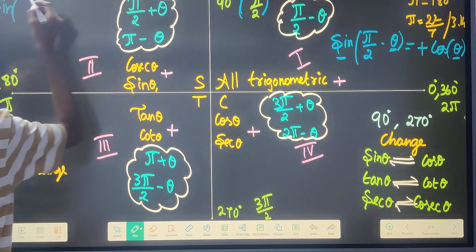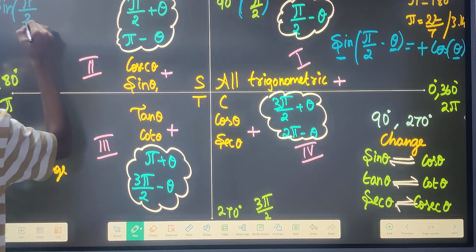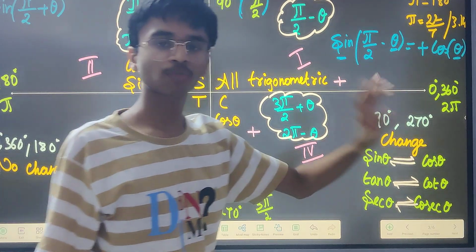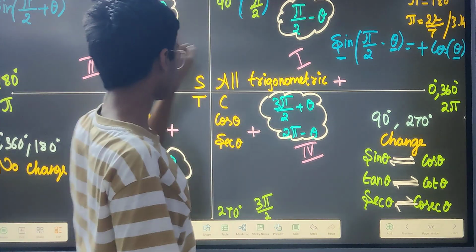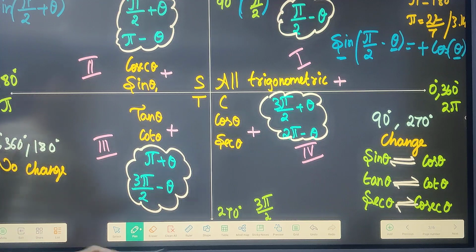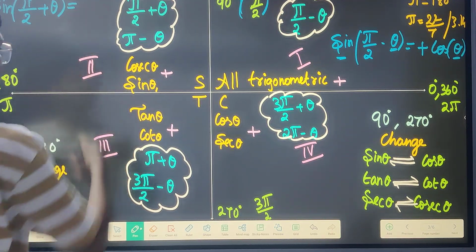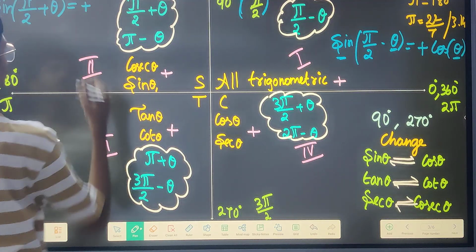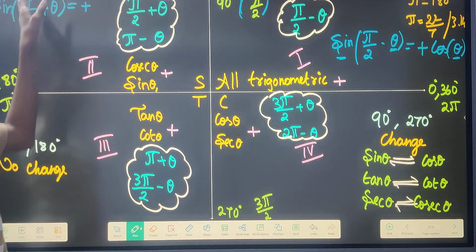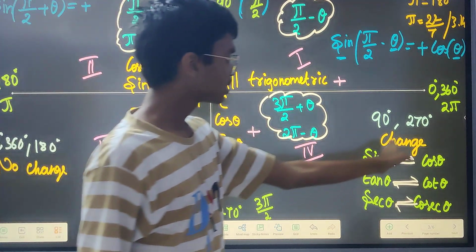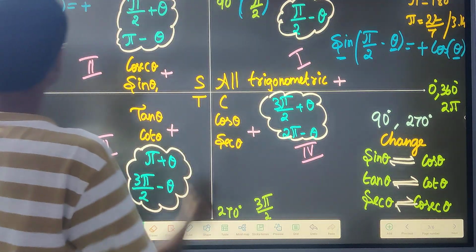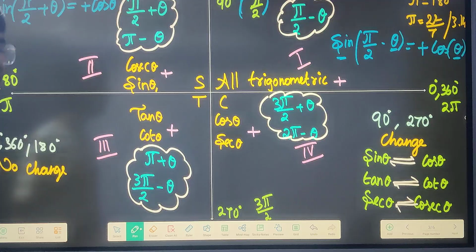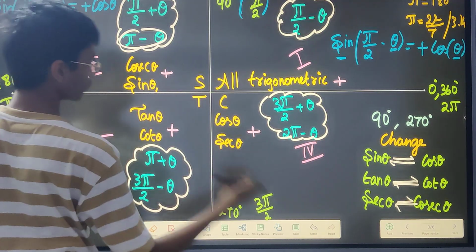First, you will take this one: sine of pi by 2 plus theta. What is pi by 2? 90 degrees, so there is a change. Before that, you have to check whether it is positive or negative. Pi by 2 plus theta is over here, where sine is positive, so the resultant is also going to be positive. Then pi by 2 means a change: sine will change into cos. So cos theta.